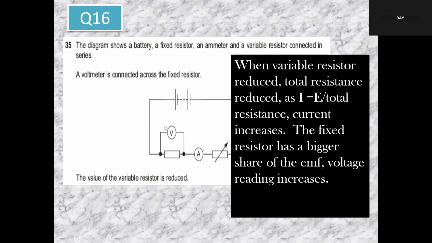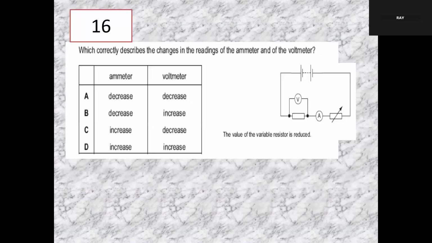When the variable resistor is reduced, the total resistance is reduced. So the current equals E divided by total resistance. Current is increased. The fixed resistor has a bigger share of EMF. So the voltmeter reading will be increased. Can or not?